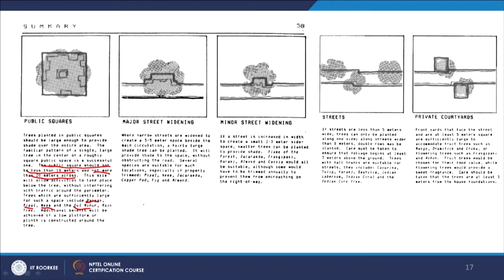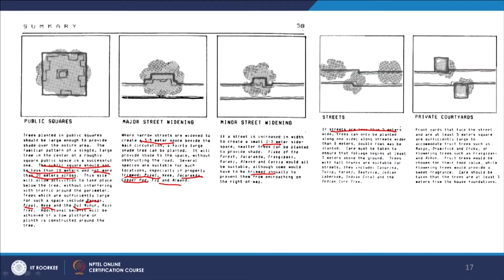Similarly, you have the major street widening, which can create a 3 to 5 meter space beside the main circulation. And what species are available? Again, you have the Trimeda, peepal, neem, jacaranda, copperpod, fig, almond. Similarly, the minor street widening, because we are talking about 2 to 3 meters here of a minor street widening. These have to be trimmed annually to prevent them from encroaching on the road right of way, because sometimes some of the trees keep encroaching. So that is where regular, annual maintenance is needed.